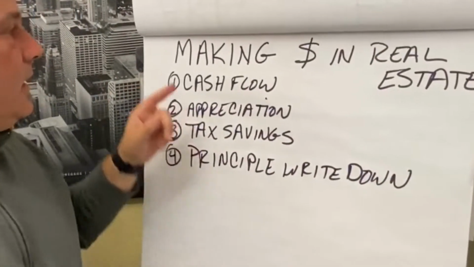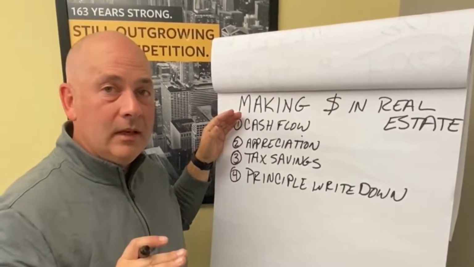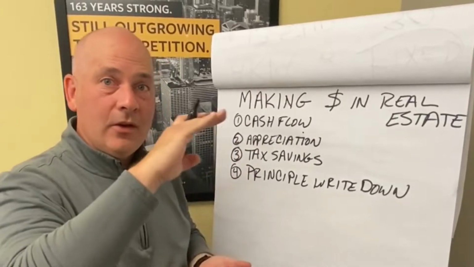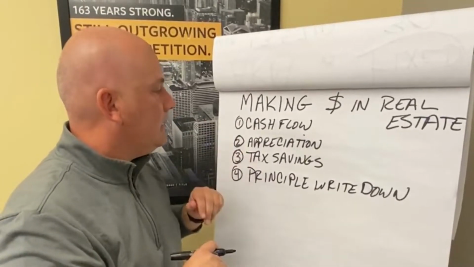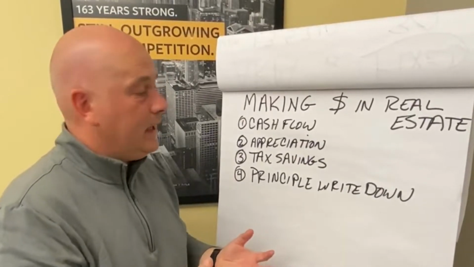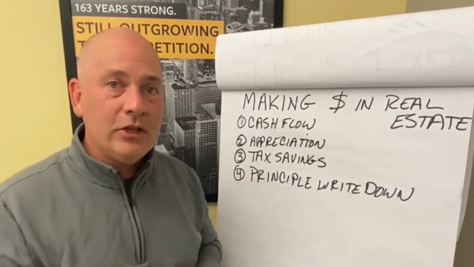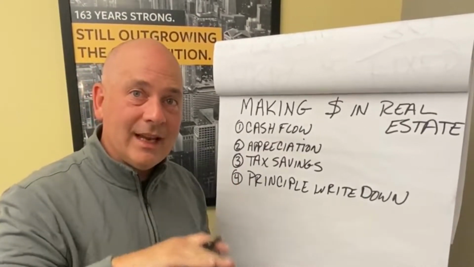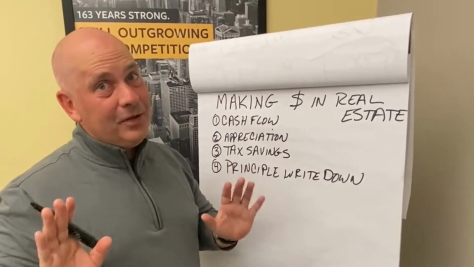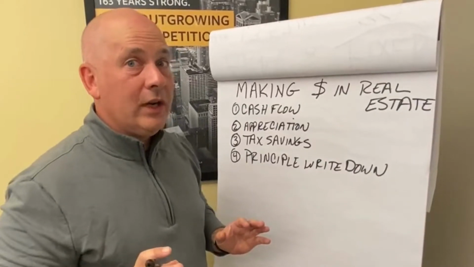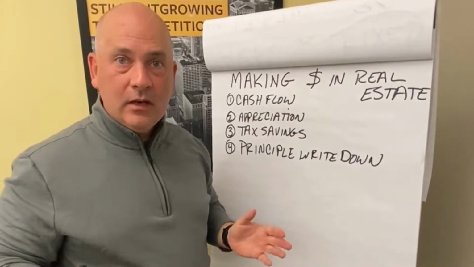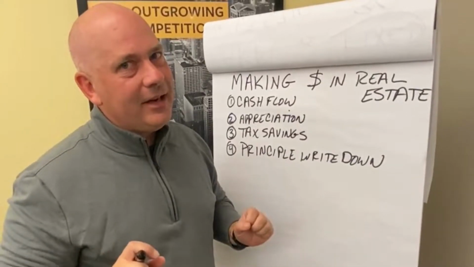Cash flow is the difference between your monthly payment and how much you take in. Appreciation is how much the value of the house increases over time. Tax savings is the money that you're going to save every year on taxes because you own real estate. And the principal write-down is how much of that mortgage you are writing down the balance of every single month. The next step is to do some calculations and figure out your rate of return on your down payment, because that's really what we're looking for here. We're going to make some assumptions, so follow along.